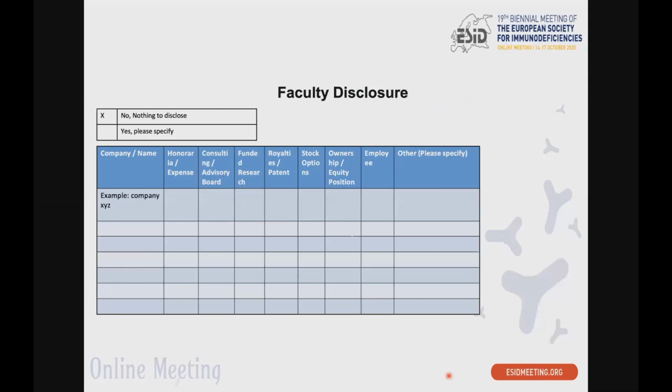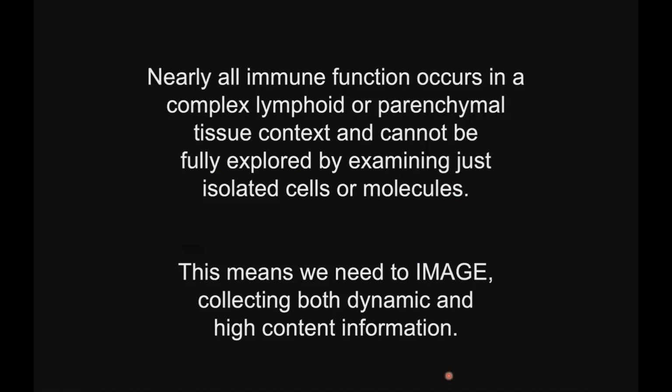I have no disclosures, and I want to start with, I hope, what is not a provocative statement, but one that I think is accurate, which is that basically all immune function occurs in a complex lymphoid or parenchymal tissue environment. And given that, we cannot explore it looking only at isolated or extracted cells or molecules. And so to look in the tissue context, we need to image, and we would like to have both dynamic information, but also high content information. And there are a whole series of questions that we'd like to answer using these types of imaging approaches.